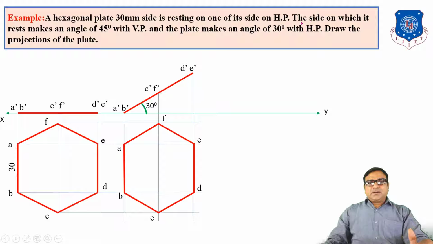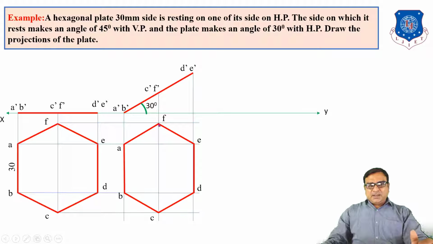Now in our data, we want the side on which it rests to make an angle of 45 degree to VP. So at present, up to this stage, AB is in HP and it makes 90 degree with VP. At present, AB and XY are perpendicular, but we want this line inclined at 45 degree. So we have to redraw the top view in step number 5 in which AB must be inclined 45 degree.